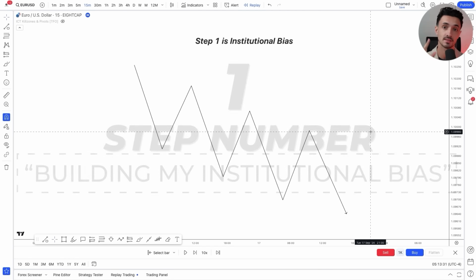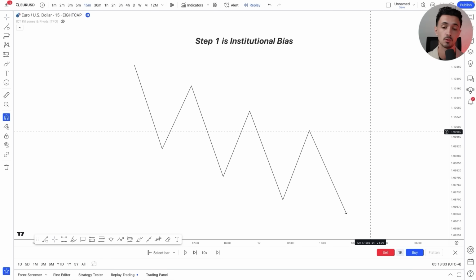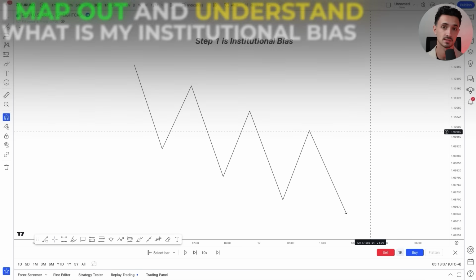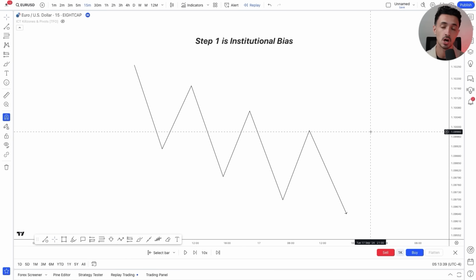The first thing that I do when I show up to the market in the morning is I map out and understand what is my institutional bias. An institutional bias is the understanding of where the institutions are going to take price, but more importantly, why they're going to take price. And the main way that we read this institutional bias is through market structure, which is a very simple concept. Let's break it down in step number 1.